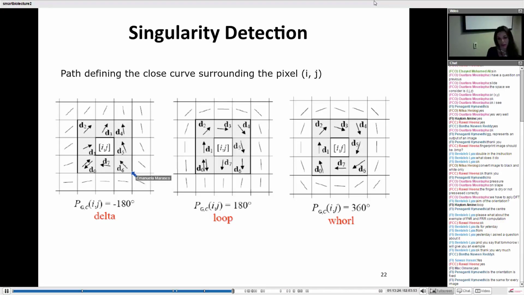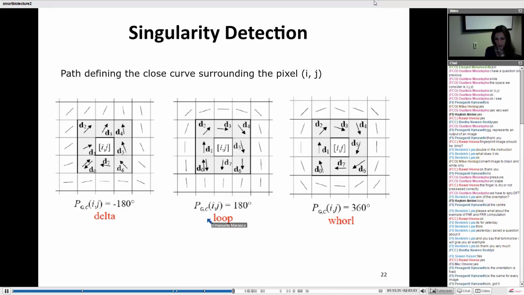It's not the same for every image, no. This is the orientation for a given image. Right? It depends on the acquisition conditions. So it's not the same for every image. So it changes.